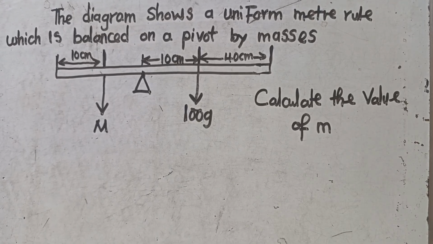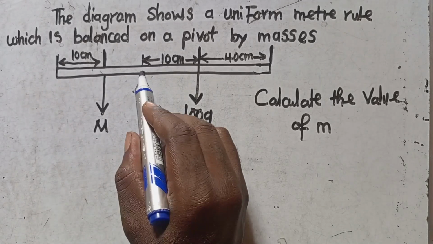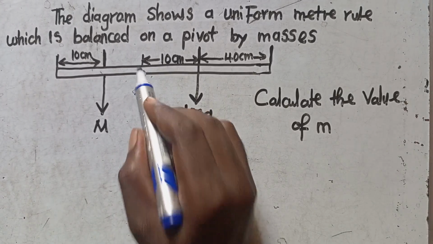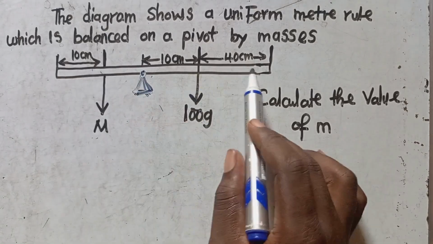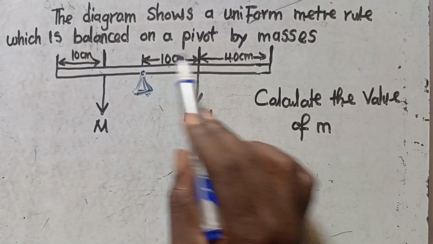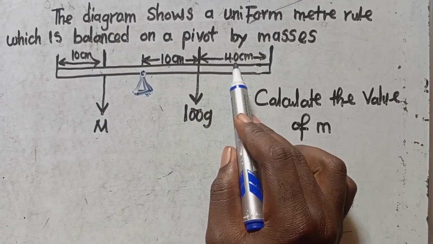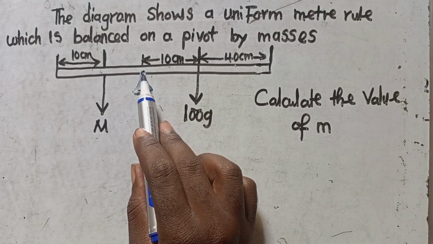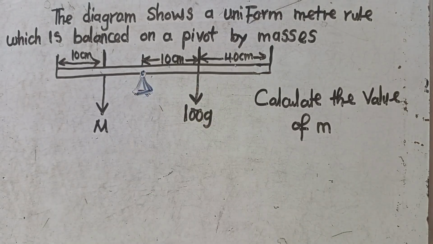You are testing yourself. So for us to answer this, if we look at the pivot, where the pivot is, it is here. This is a meter rule. Here we've got 10. This is 40. So this is 10 centimeters, 40 centimeters. It is already in the middle. It is already balanced. Obviously, that is where all forces seem to be acting. That's where we've got the center of gravity.